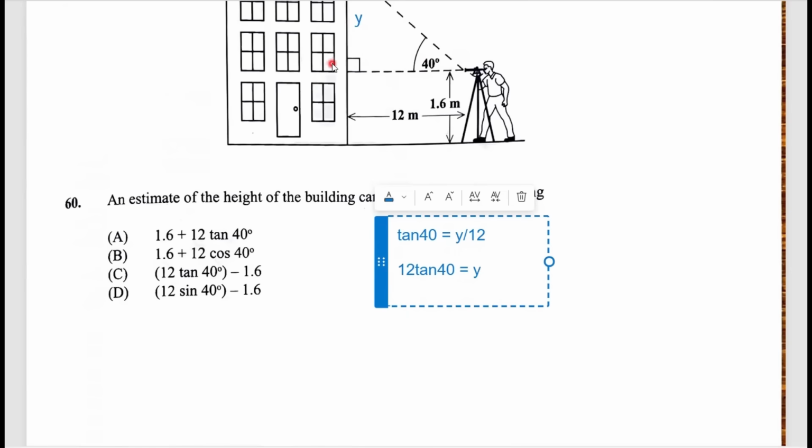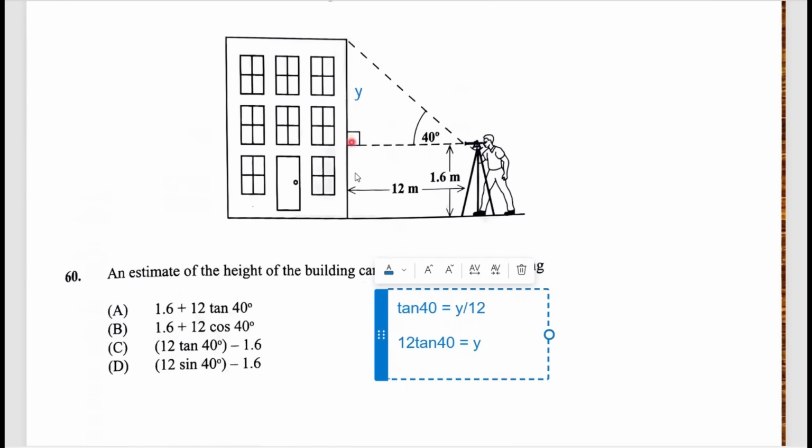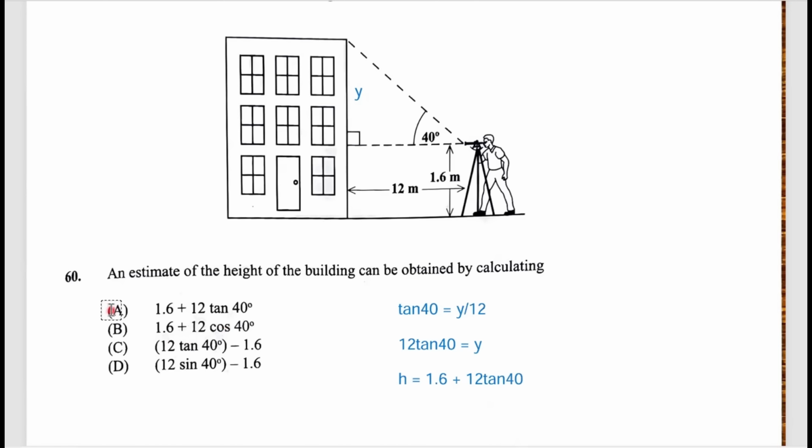And if you want the whole height, it'll be y add 1.6. So let's call the whole height h. The whole height h will be 1.6 add y, which is 12 tan 40. And what do you think that'll be? That'll be A, right? Wow.